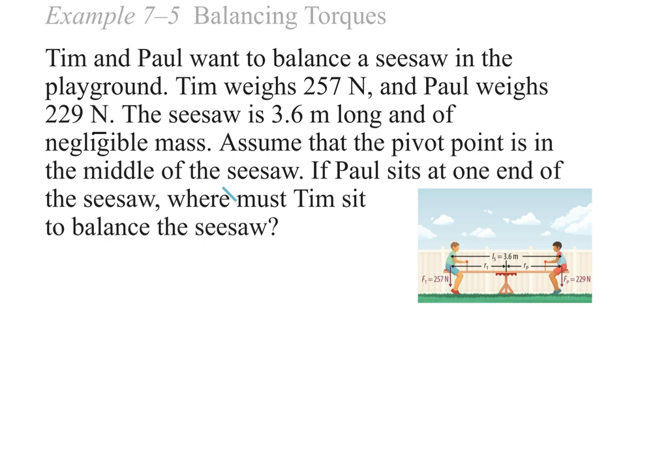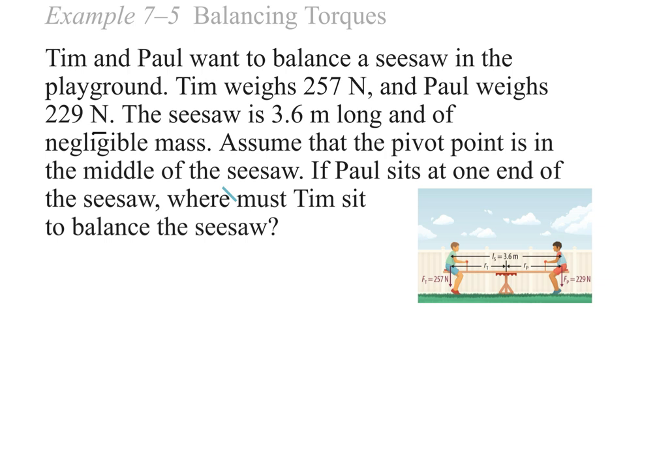All right, Tim and Paul want to balance a seesaw on the playground. Tim weighs 257 newtons. Paul weighs 229 newtons. The seesaw is 3.6 meters long of negligible mass. That's important. We're just assuming the seesaw is not in this equation. Assume that the pivot point is in the middle of the seesaw. If Paul sits on one end of the seesaw, where must Tim sit to balance the seesaw?